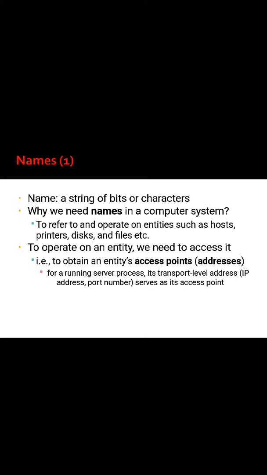To operate on an entity, we first need to access it. And how can we access an entity? We must know its identifier or its name. To obtain an entity's access point, we need either its address, its name, or any unique identifier. We need an entity's access point for running server processes. Its transport level address serves as its access point.